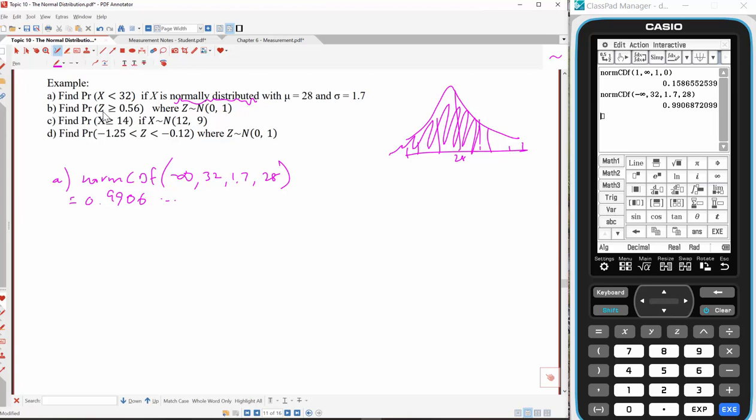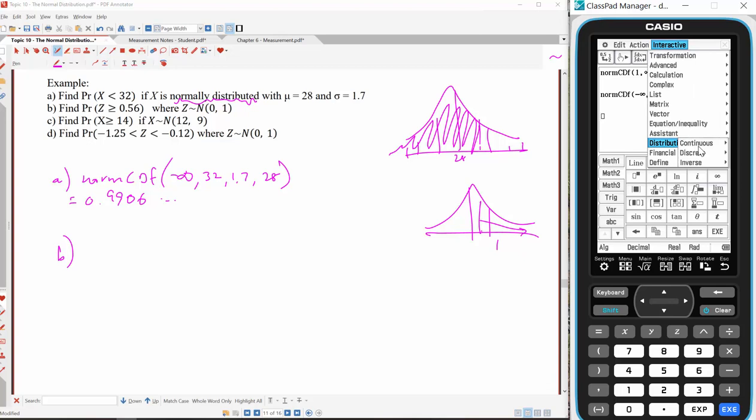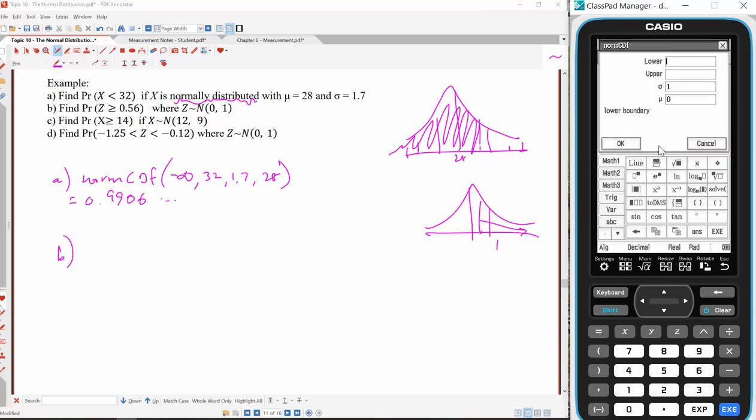Right, find the probability z greater than, so that's on the standard, and here is one standard deviation above. They want more than zero, so more than half a standard deviation. So the answer has got to be less than 0.5. I'm going to guess 0.4. Okay, so let's do it. B. So interactive, continuous, normal CDF. All right, our lower is 0.56.